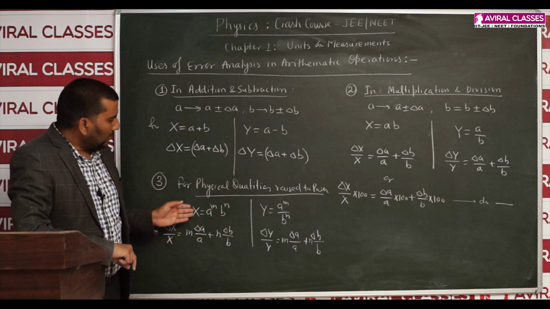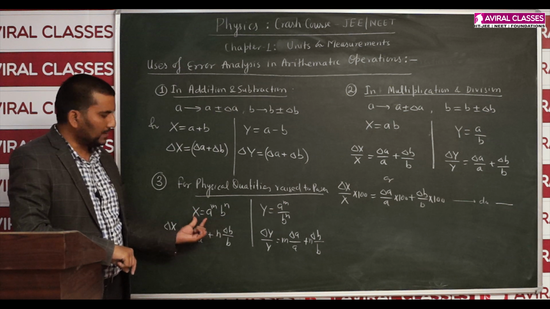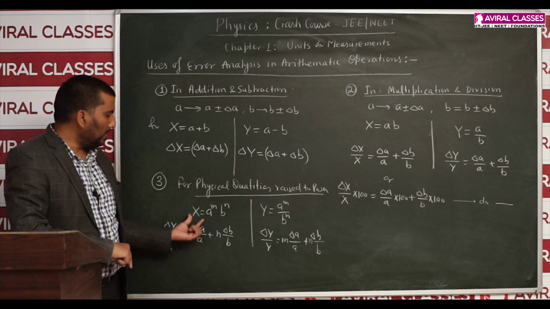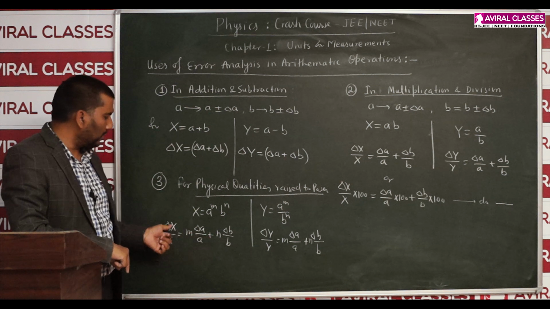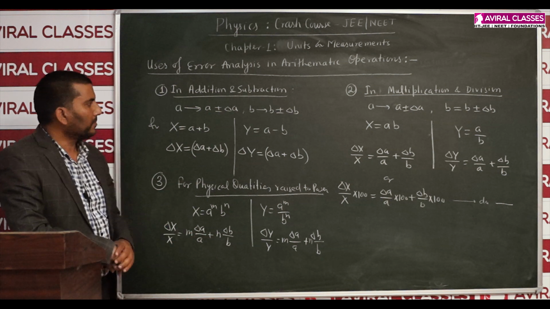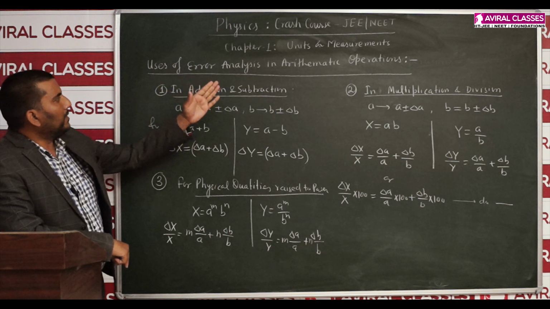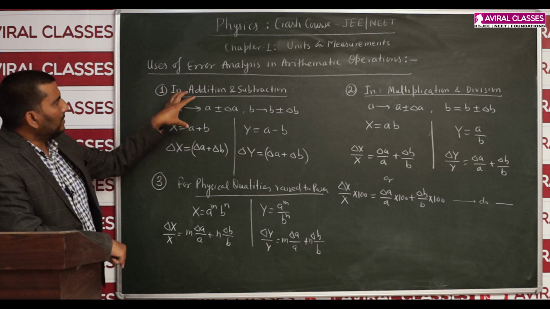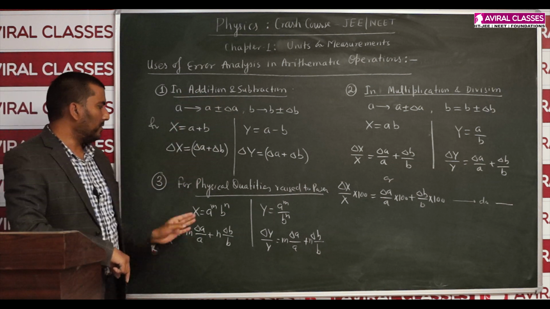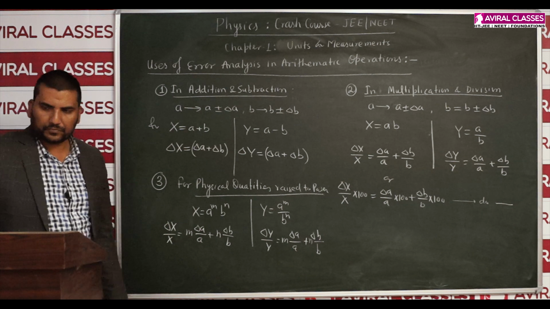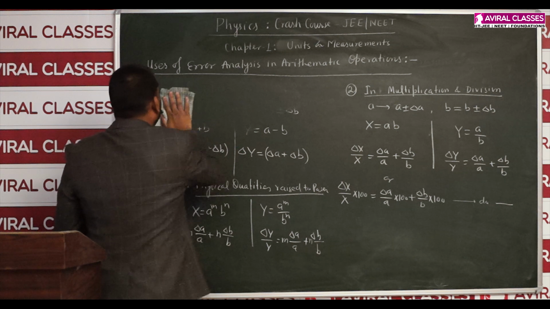Here, to get delta x, you need x also. So first calculate x. I'll consider a few examples, and then put those values here. All these values will be known, and delta x can be easily calculated. So error and uses of error analysis in arithmetic operations has three headings: in addition and subtraction, in multiplication and division, and for physical quantities raised to some power. Now I'll consider a few examples.